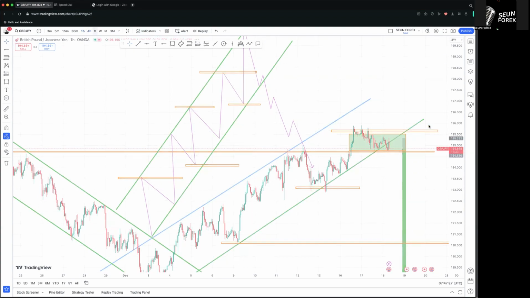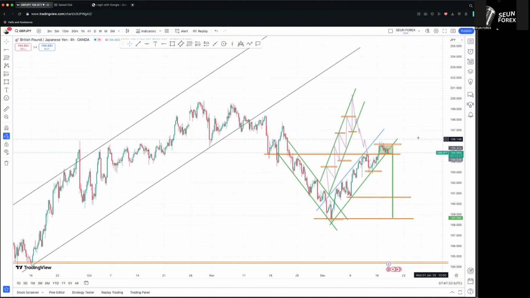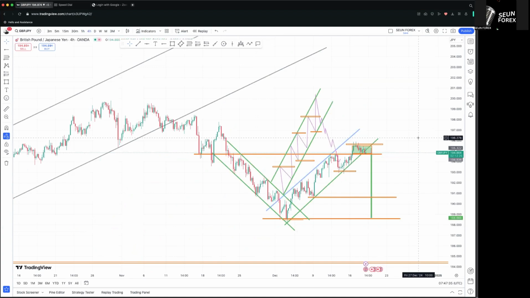Once you analyze your chart, see what market is doing. You don't glue to it. You do not glue to it.